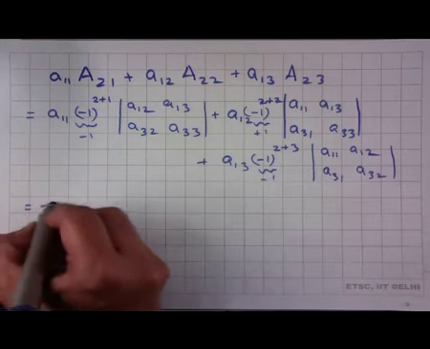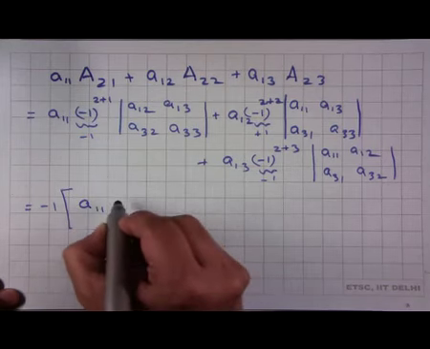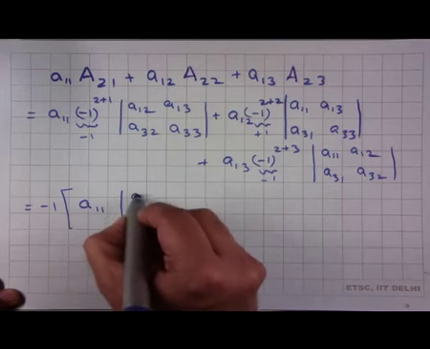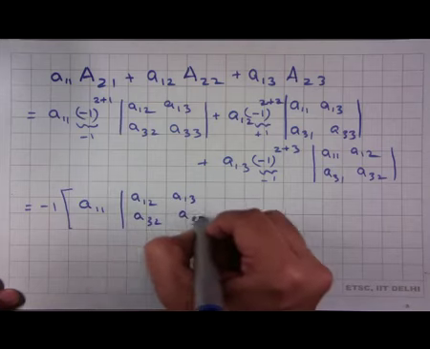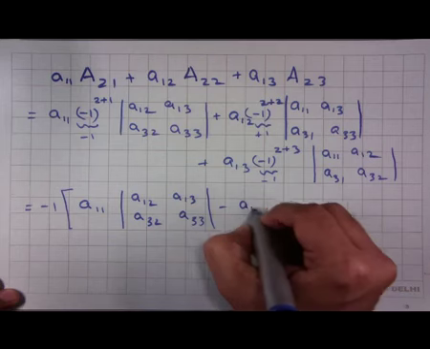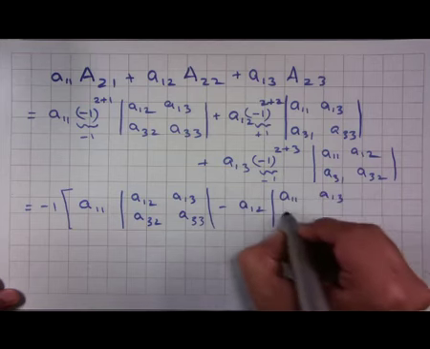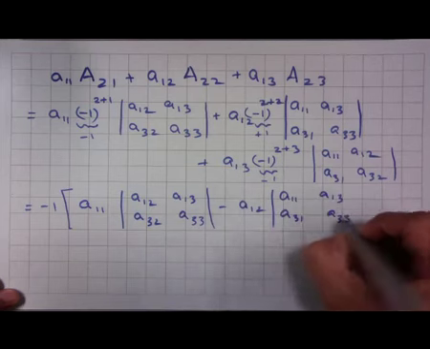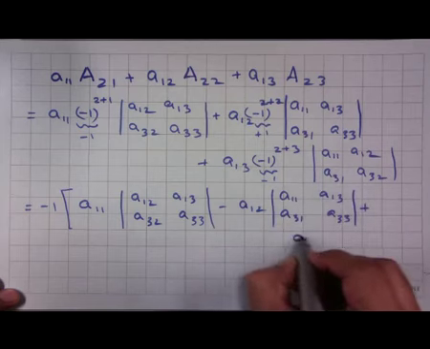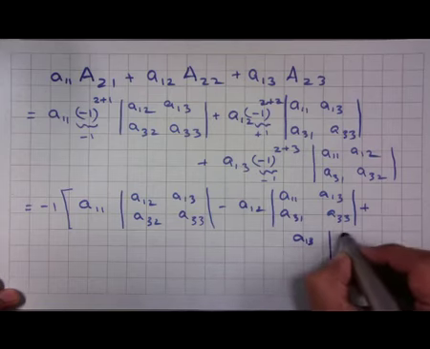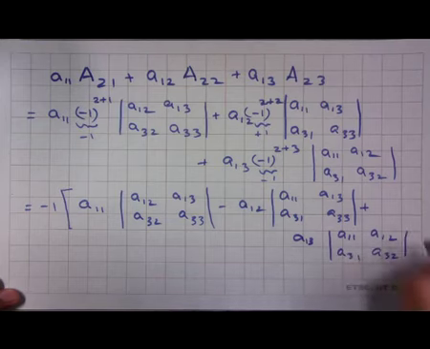So, if I take minus 1 outside, then if I write this down, this is going to be A11 times A12, A13, A32, A33, minus A12 into A11, A13, A31, A33, right, plus this term, the last term, which is A13 times A11, A12, A31, A32, okay, and then I close the bracket.